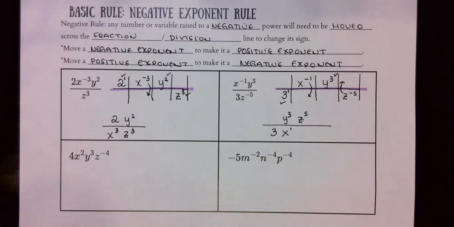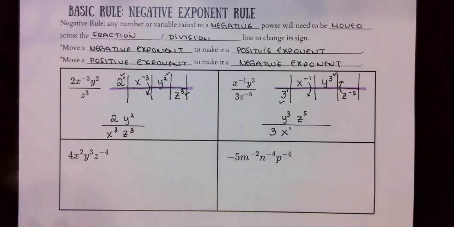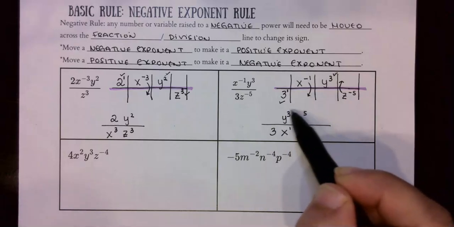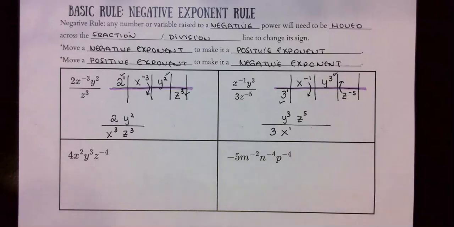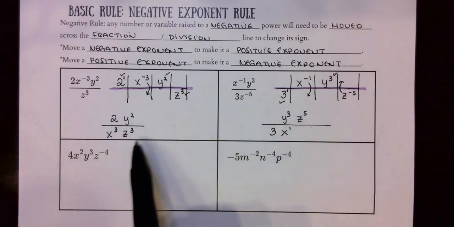So this is actually going to be our final answer. Why? Because I only have one x, one y, one z. We have no negative exponents, and we have no zero exponents. So in this case, we're done. This is my final answer, and so is this.